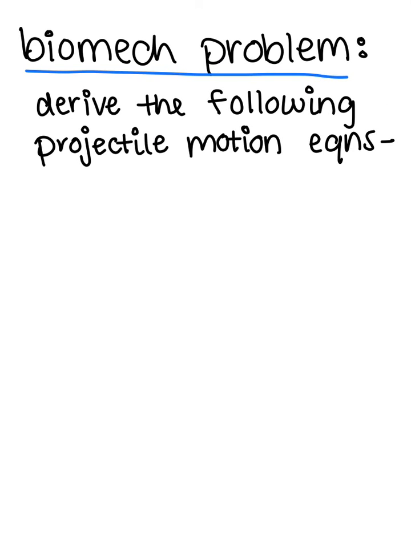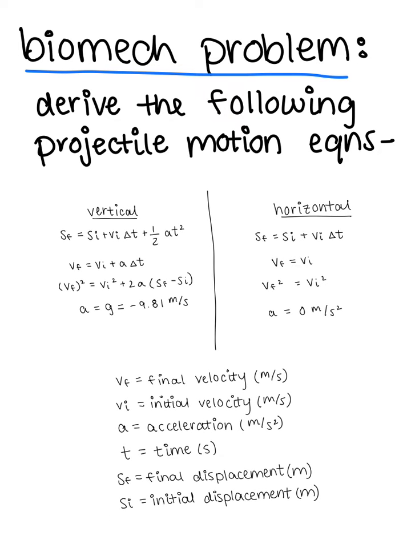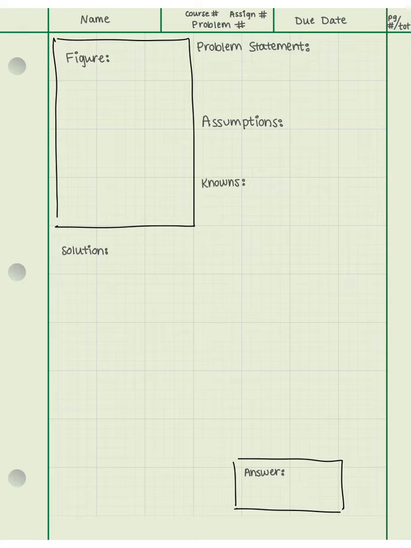So for our Biomech problem today, we're going to be deriving the following projectile motion equations. We have 4 equations in both the vertical and horizontal direction, and our variables are final velocity, measured in meters per second, initial velocity, acceleration, measured in meters per second squared, time, measured in seconds, final displacement, measured in meters, and initial displacement, measured in meters. To help us stay organized, I'm going to do this problem on digital engineering paper and pretend it was a homework problem.